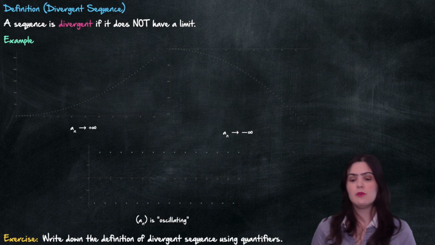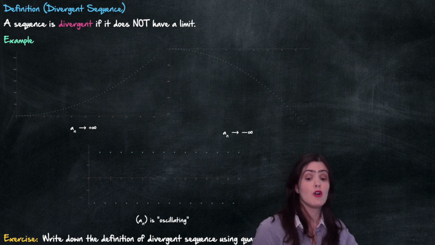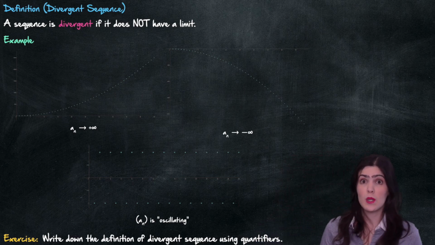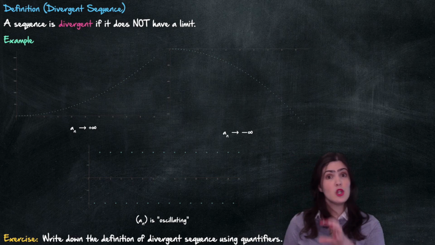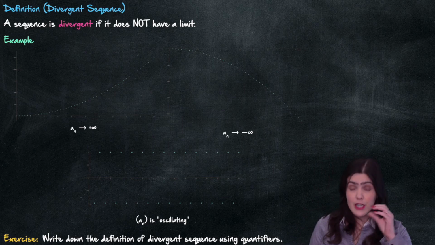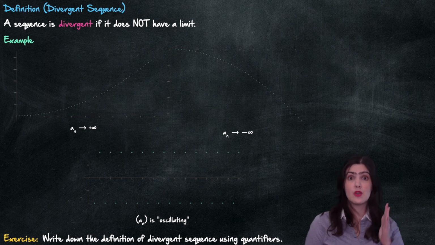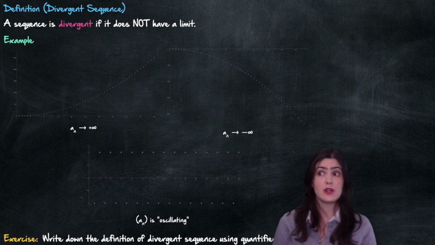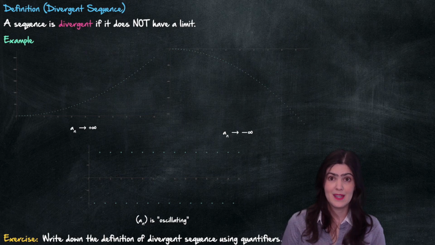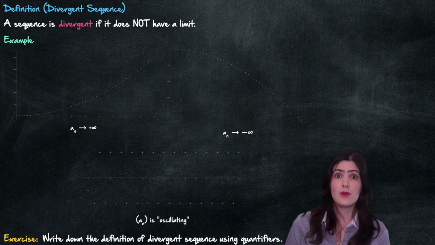Now, your task would be to write down the definition of a divergent sequence using quantifiers. To do that, you need to go to the definition of convergent sequence and negate it. Being careful of making sure that everything is in the right order and that you're negating everything correctly. Please just give it a go, and if you have any questions, just let me know.